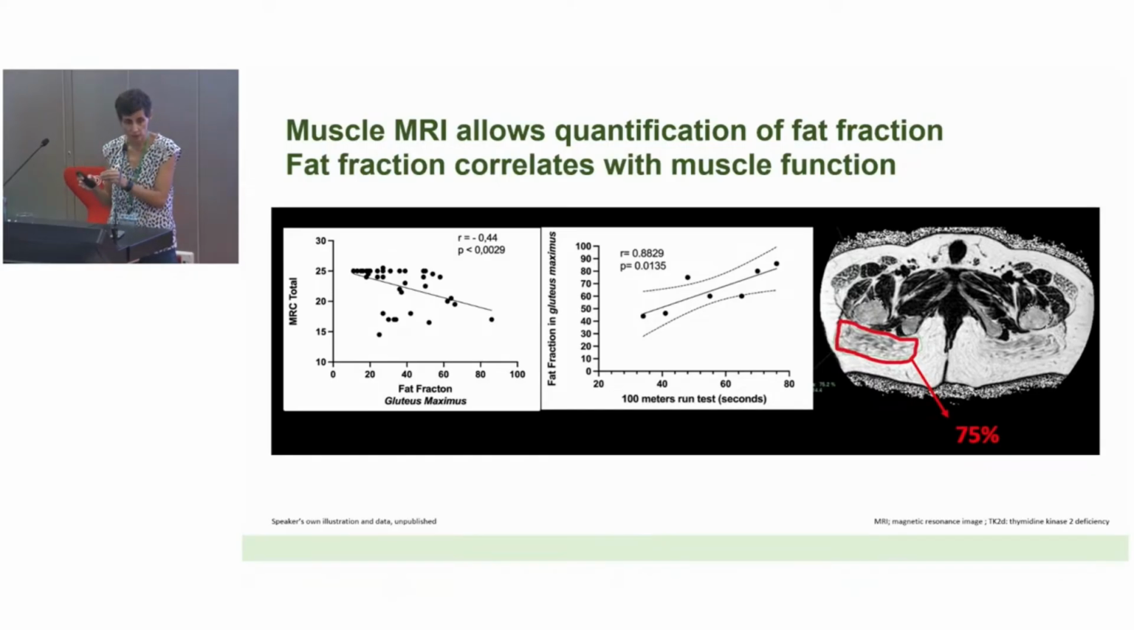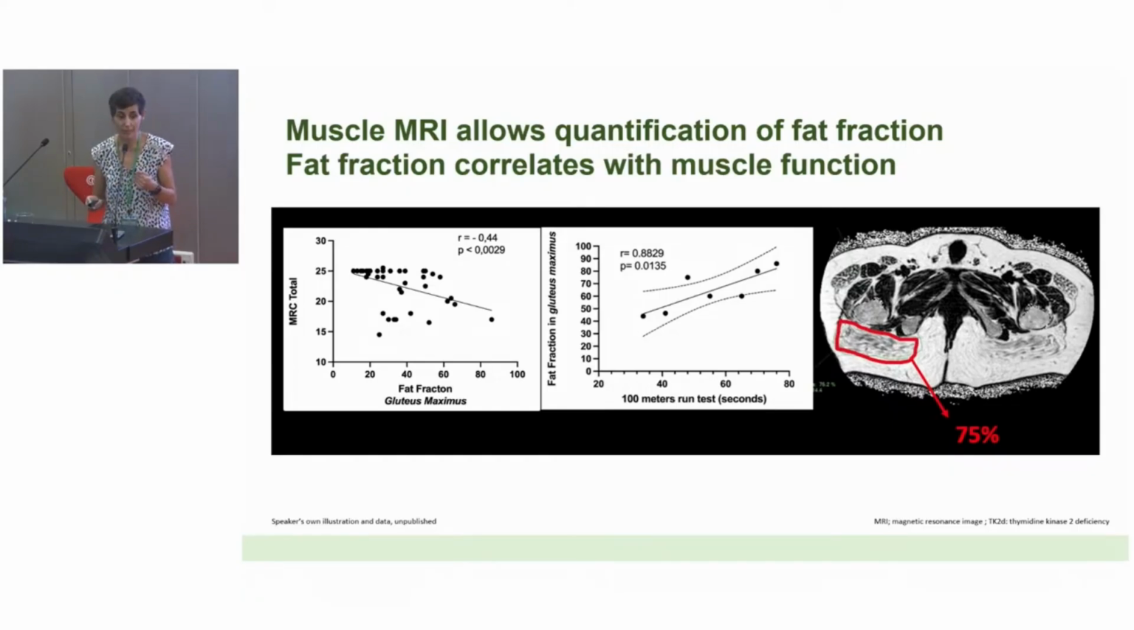And this fat fraction, very importantly, correlates strongly with the motor performance. We see that in other genetic myopathies, but also in mitochondrial myopathies. There is a very good correlation with the strength measured manually, but also with the 100-meter run test. You see here this correlation, which is quite strong with the gluteus maximus.